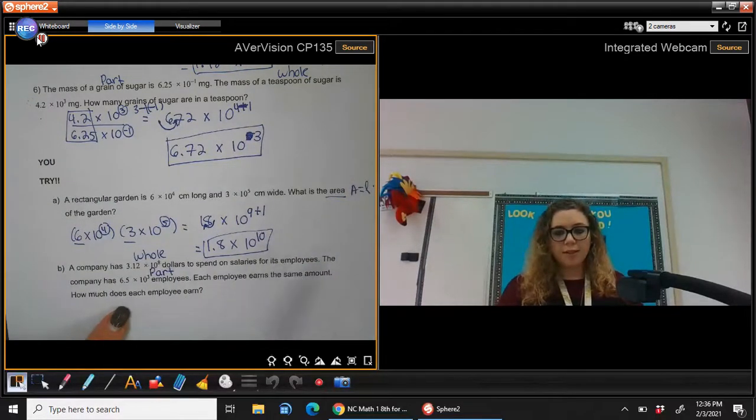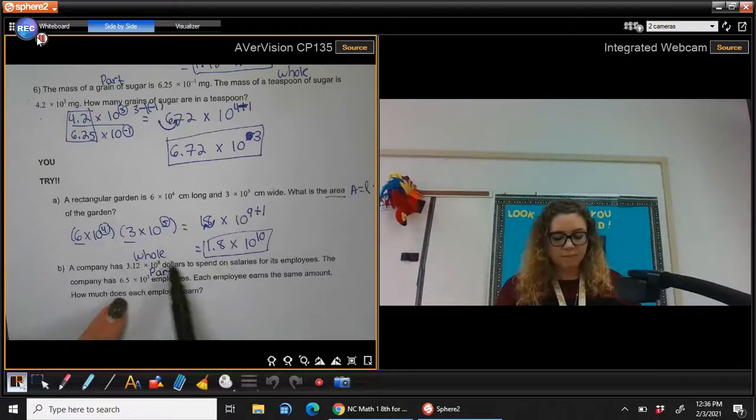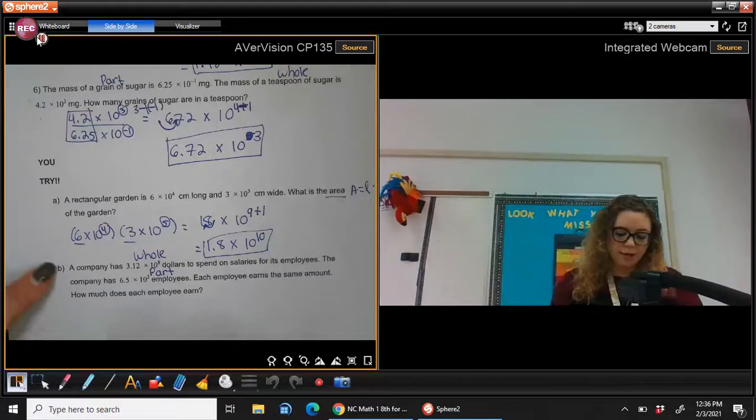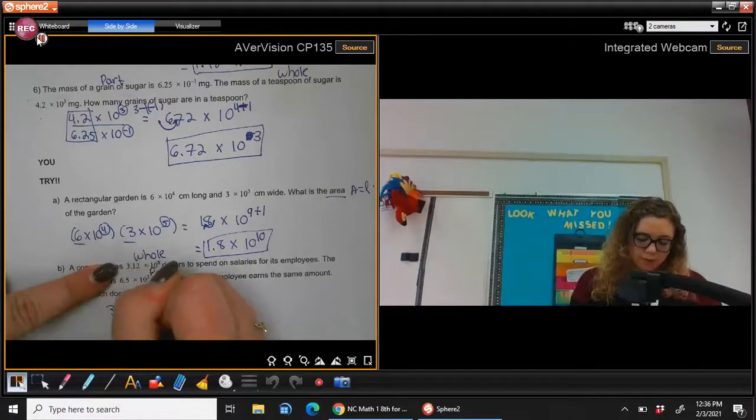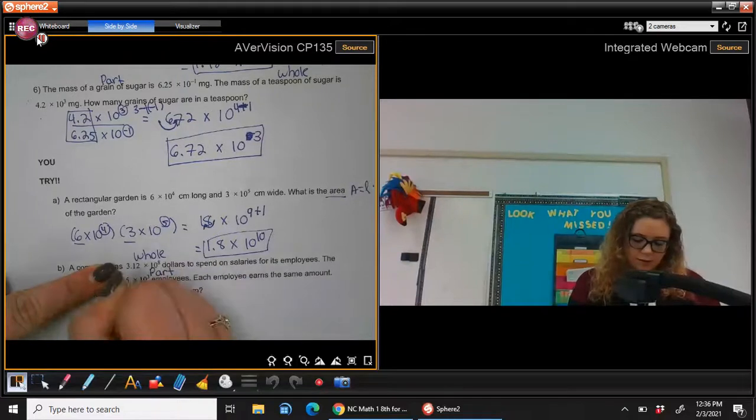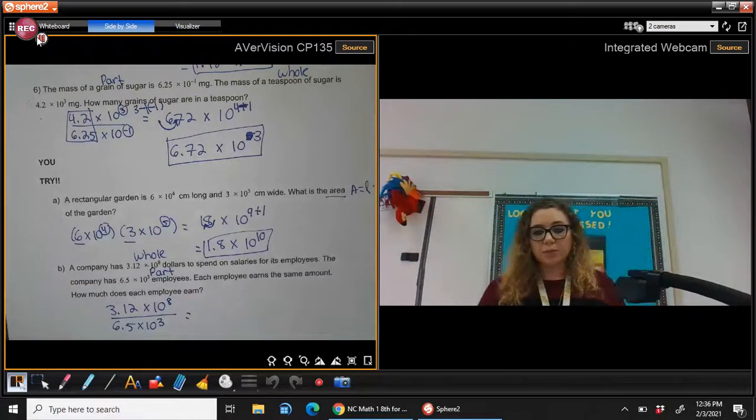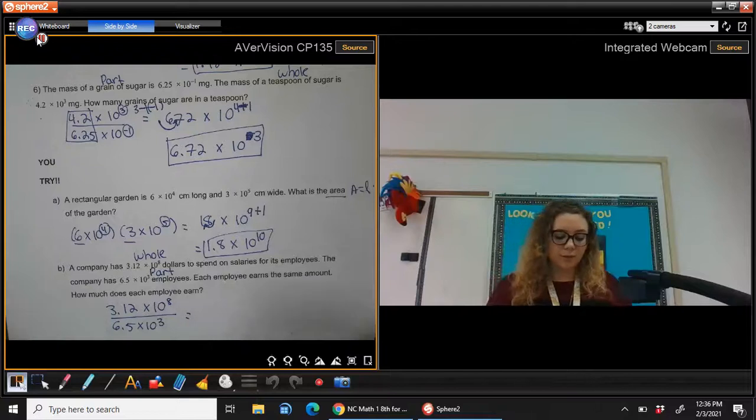So if they all get the same and they have this much to spend, how much does each individual one make? Where you have whole and part, so you're going to divide. So you're going to do 3.12 times 10 to the 8th over 6.5 times 10 to the third, and we're going to find how much each employee makes. So again, you have your whole amount they're spending, and then you're going to divide by how many employees they had. And that will give you what each individual makes.